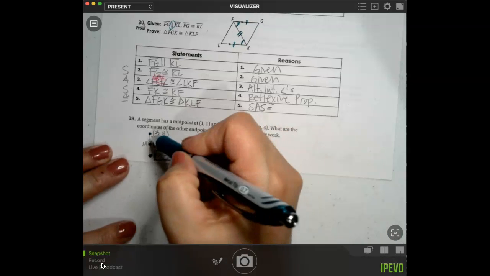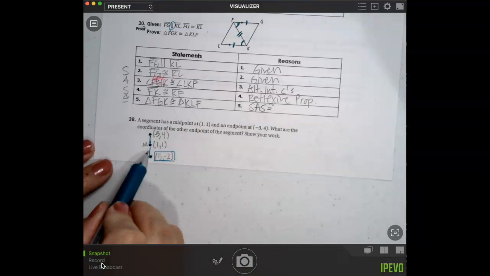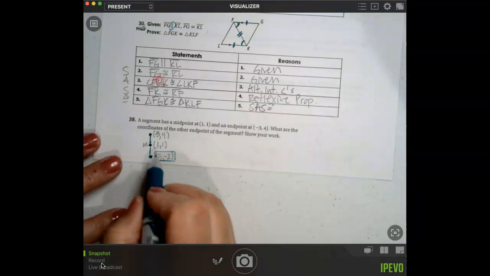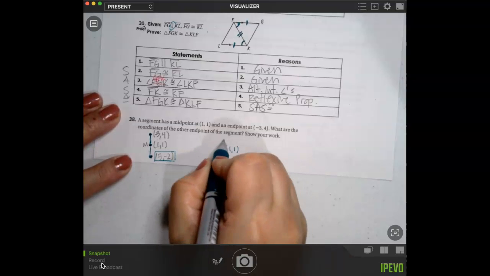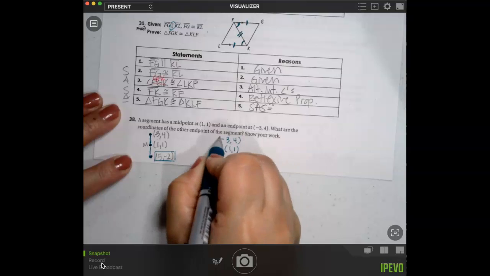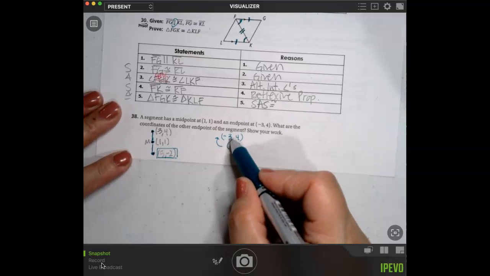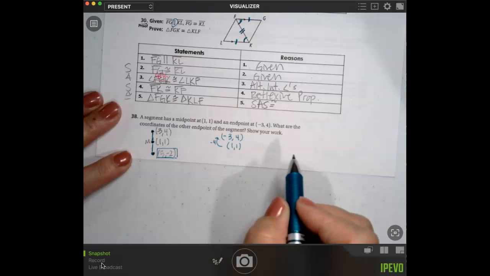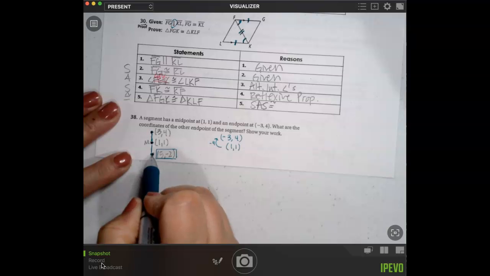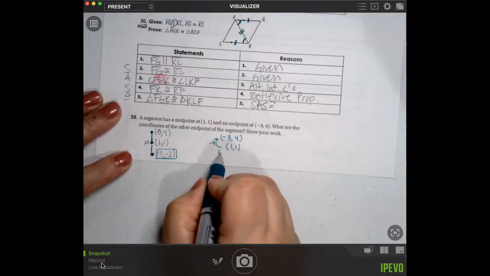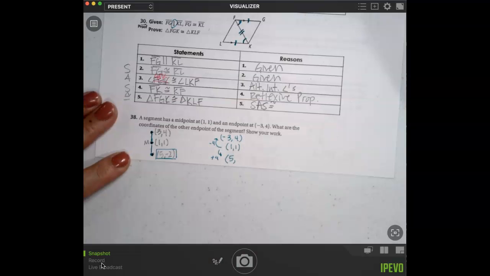Think about how you move. This length has to be the same as that length, this one and this one, right? So I'm going to write to the side here, if I have 1, 1, and I have -3, 4, movement-wise, to get from 1 to -3, I go back 4. So if I went back 4 from here to here, to maintain the distance on the other side, I'm going to go forward 4. 1 plus 4 is 5.